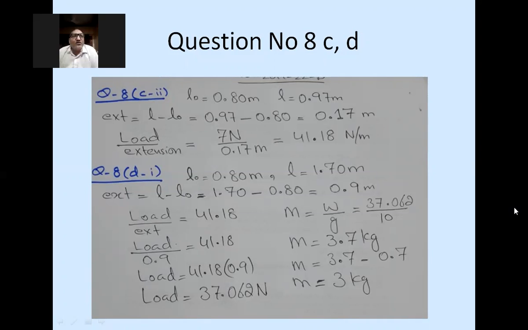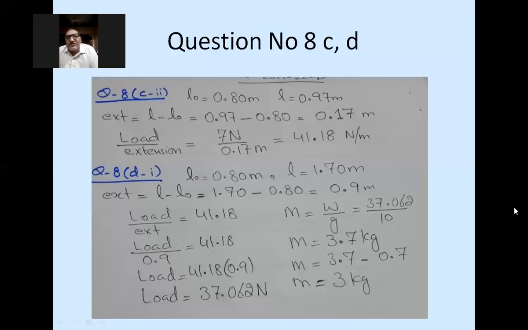I know the ratio of the load to the extension, that is 41.18. The value of the load I want to find out, the extension is 0.9. So load divided by 0.9 equals 41.18. So load will be 41.18 times 0.9. So load will be 37.062 Newton. So now I know this is the load of the can with the paint. That's the weight of that can and the load.